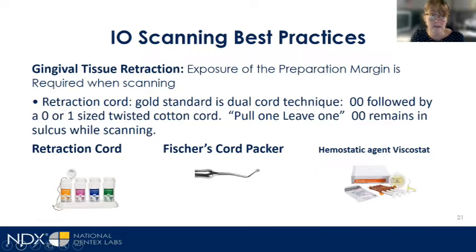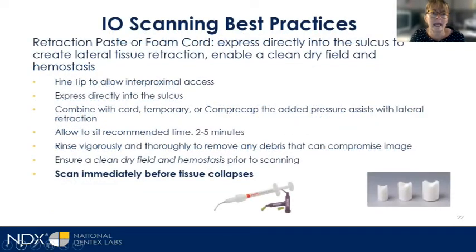I think Viscostat is fabulous, and I've used lots of the different generic brands, and there's something different. And it has a really nice little sponge applicator on it that you can sort of burnish into the tissue if you have a bleeder. So that's very helpful as well. And as I mentioned, there's lots of different ways to achieve proper gingival tissue retraction.